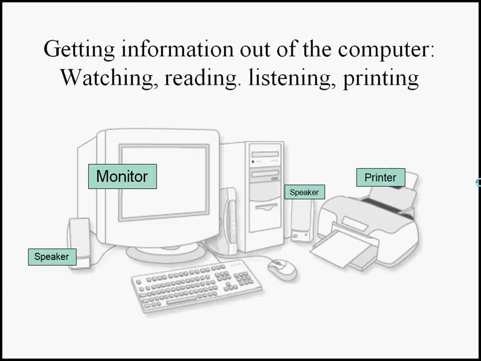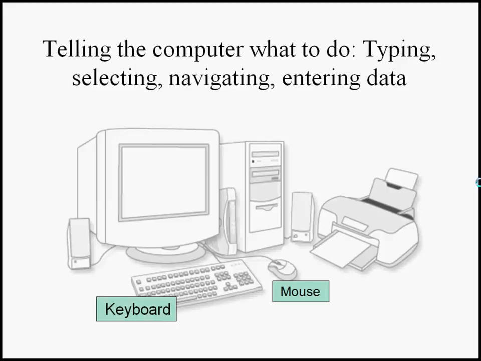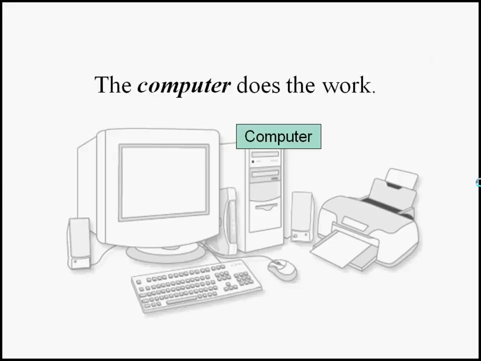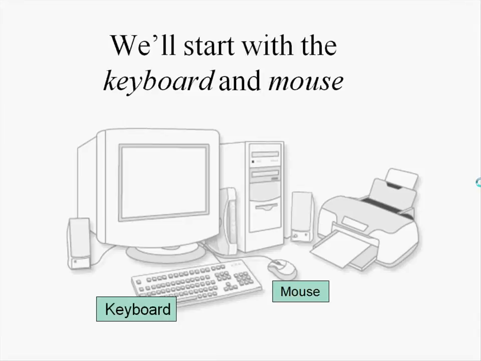Now, think about the monitor, the speaker, and the printer as three different ways to get information out of the computer, by watching, reading, listening, and printing. There's only two ways to get, immediately anyway, information into the computer, and that's the keyboard and the mouse. But the computer is what does the work. We'll start with the keyboard and the mouse.